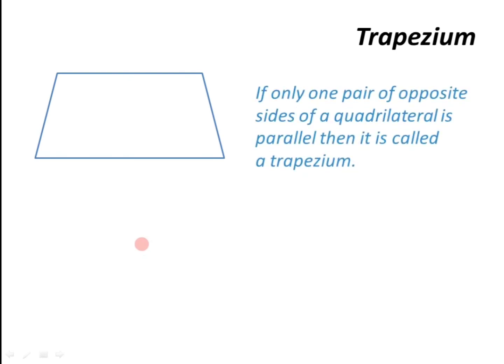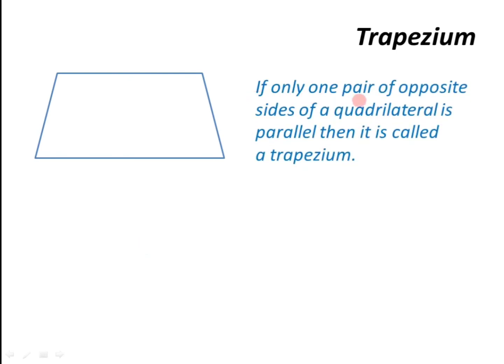Watch this quadrilateral. For this quadrilateral, only one pair of opposite sides is parallel. That's why it is called a trapezium. We can define it as, if only one pair of opposite sides of a quadrilateral is parallel, then it is called a trapezium. So in this diagram, quadrilateral PQRS is a trapezium as side PQ is parallel to side SR. So this is the only parallel pair for this quadrilateral, and the other pair PS and QR are not parallel to each other. That's why this quadrilateral is called a trapezium.